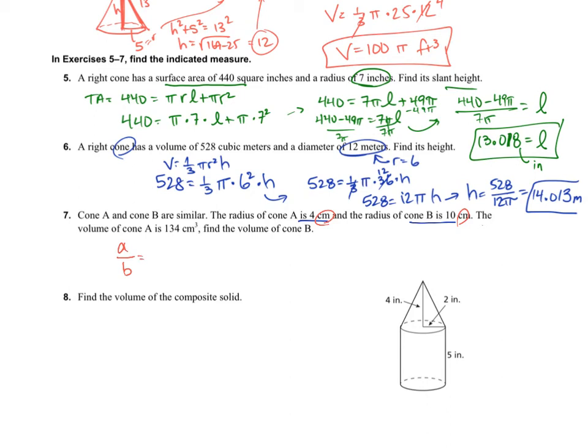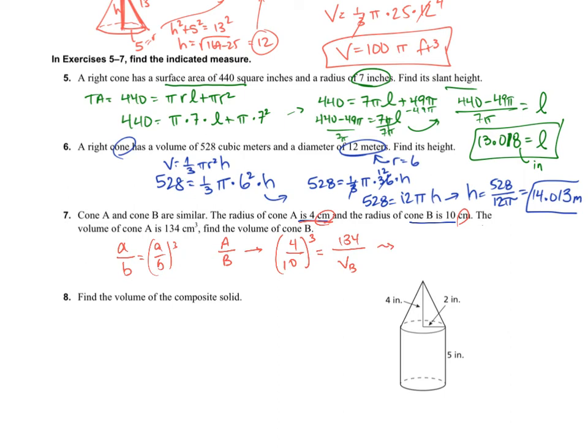And if we wanted to do a volume ratio, we take this A to B and we cube it. So we will have, this will give us the volume right here. So what I'm saying is if you have cone A to cone B, this is 4 to 10 if I set it up like that. If I cube this ratio, I will get the volume ratio. So the volume of A, since cone A was 4, the volume of A is 134. Cone B was 10. The volume of B we don't know. And I can solve it from here. So let's go ahead and do that.